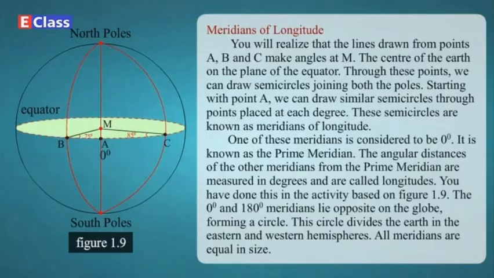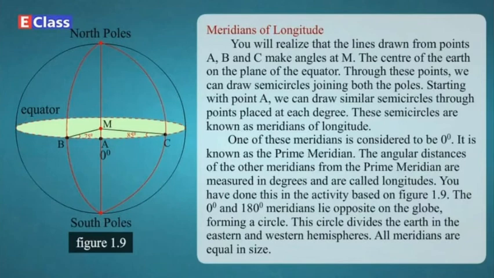Draw a line that passes through point A at 0 degree and joins the north and south poles. You will realize that the lines drawn from points A, B, C make angles at M, the center of the earth, on the plane of the equator. Through these points, we can draw a semicircle joining both the poles. Starting with the point A, we can draw similar semicircles through points placed at each degree.